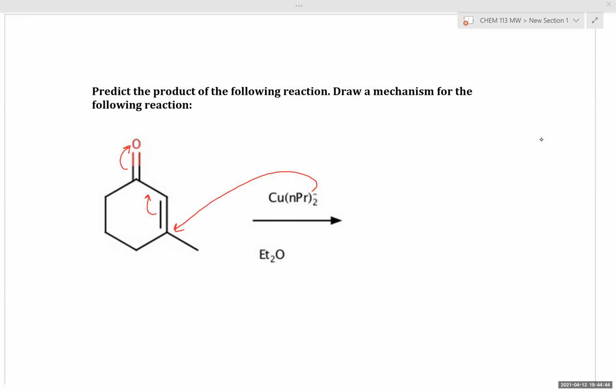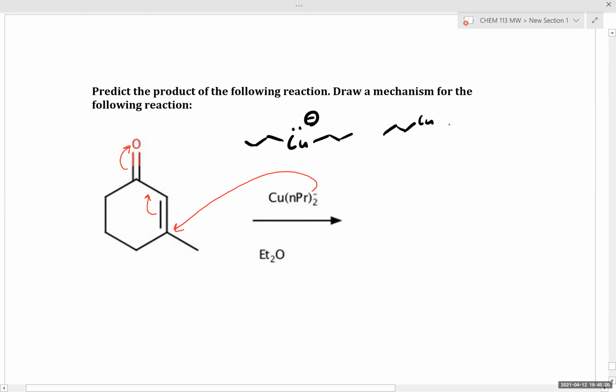Oh, so this organocuprate is just copper with two, in this case, 2 n-propyl groups. So it looks something like this. And this is an organocuprate rather than organocopper. So when we have 2 alkyl groups bonded to our copper atom, this is known as an organocuprate, while 1 alkyl group is known as an organocopper.